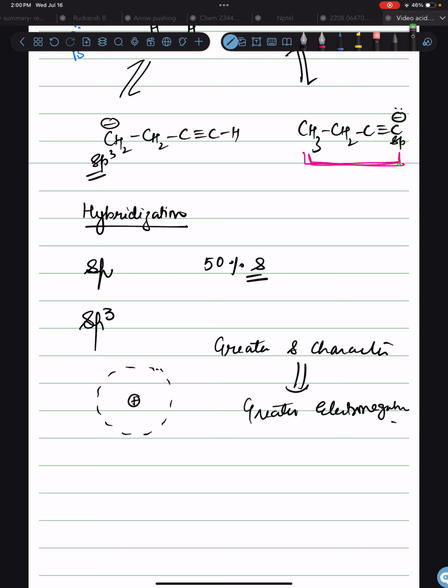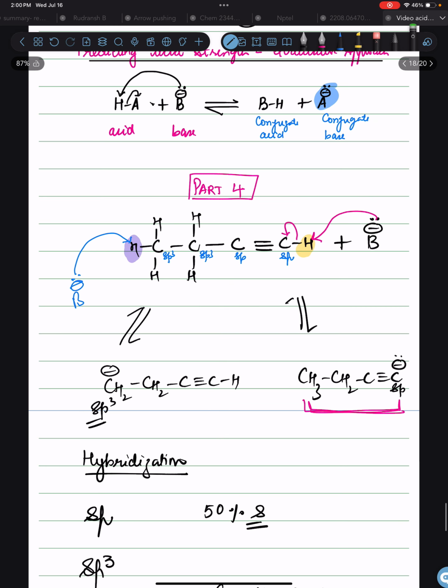So a more electronegative atom can better accommodate the negative charge as compared to the less electronegative atom, which means that the yellow proton is more acidic, because when this proton is removed, the negative charge appears on the carbon that is sp hybridized, which is more electronegative and can better accommodate the negative charge as compared to the one highlighted in the purple color, where the abstraction of the proton leads to a negative charge on a sp3 hybridized carbon, which is less electronegative and therefore cannot accommodate the negative charge in a better way as compared to the sp hybridized carbon.